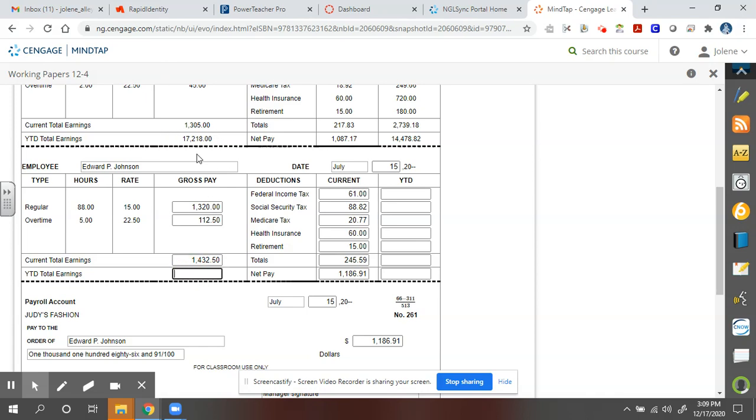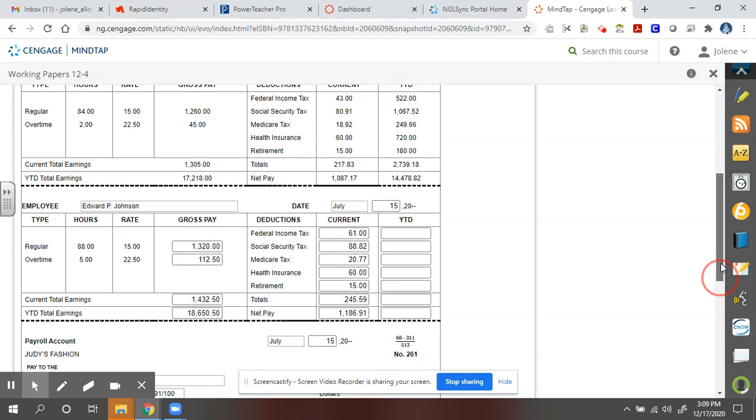This was as of the end of June. He had made this much money from the company. As of the middle of July, he's made $18,650.50. Okay, so this is just continuing how much he's earned year to date. So he had this, and then now this next paycheck, we add this to it.